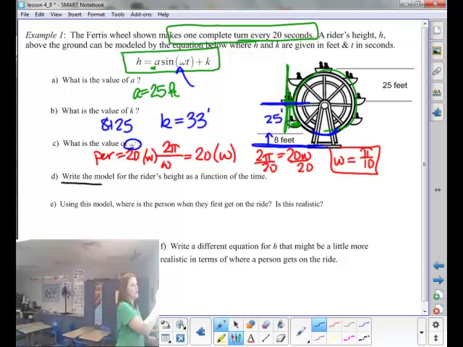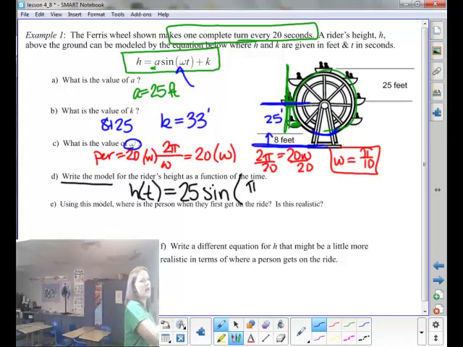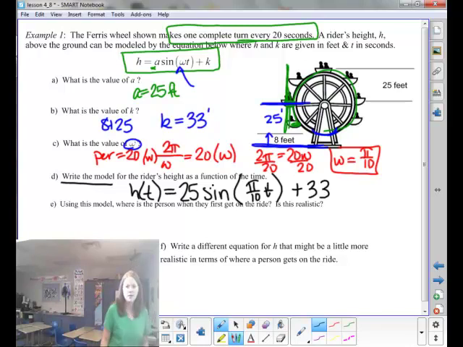Okay? So, next question. Write the model for the rider's height as a function of time. So we're going to have height of time, and it's going to equal, my amplitude was 25, so I've got a 25 sine. Inside of those parentheses, I'm going to have that pi over 10 times my t, that's a t, for my time, however long I'm on the ride, plus 33. Okay, so now I have a good model.